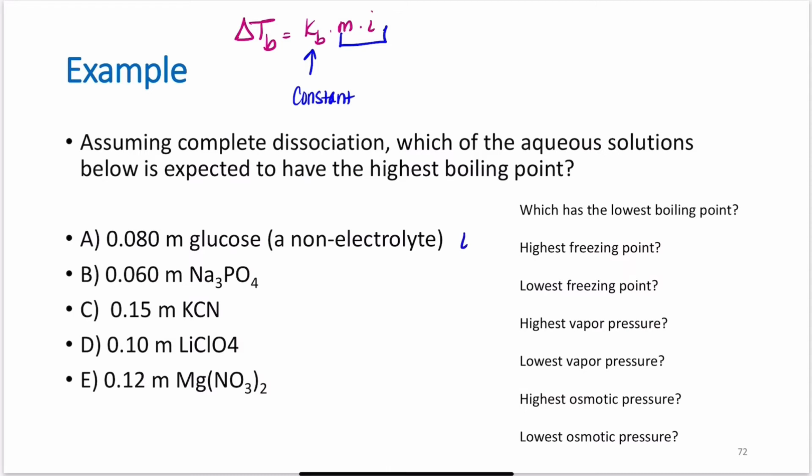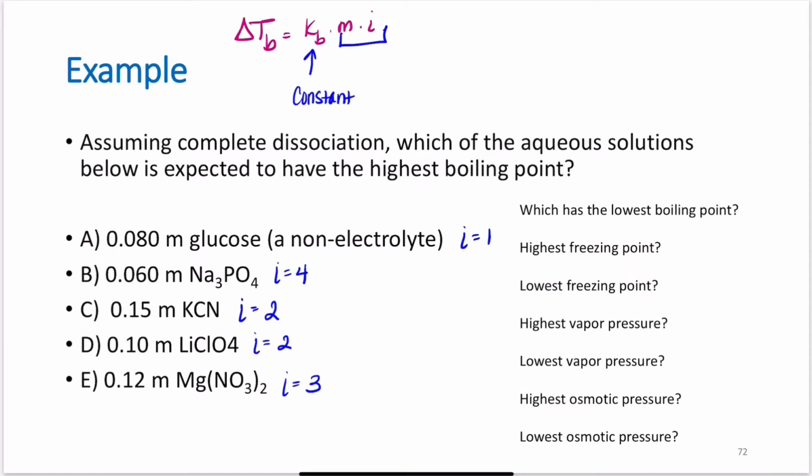Glucose, a non-electrolyte. I equals 1. Sodium phosphate breaks up into 4: 3 sodium ions and 1 phosphate ion. KCN breaks up into 2: 1 potassium ion, 1 cyanide ion. LiClO4 breaks up into 2, Li plus and ClO4 minus. And Mg(NO3)2, or magnesium nitrate, breaks up into 3: a magnesium 2 plus and 2 nitrates.